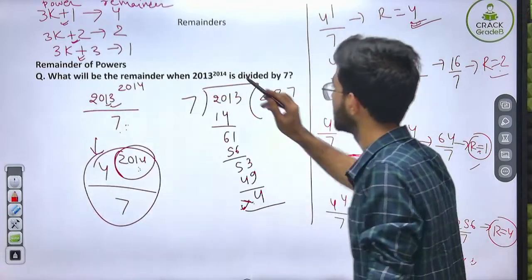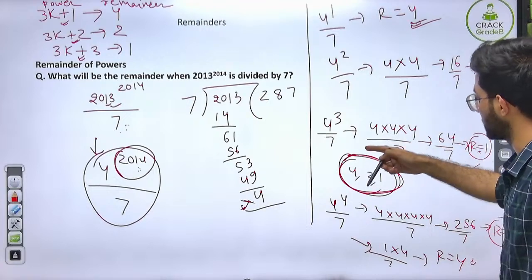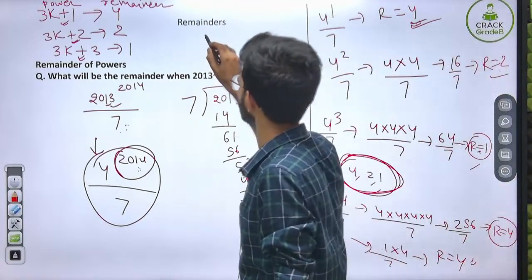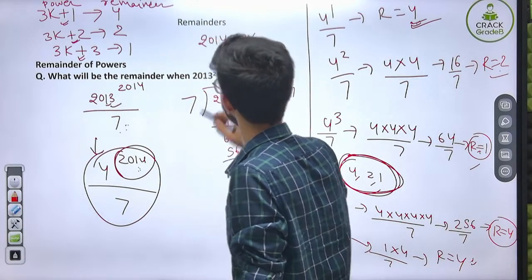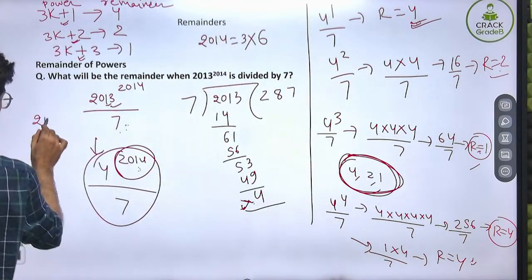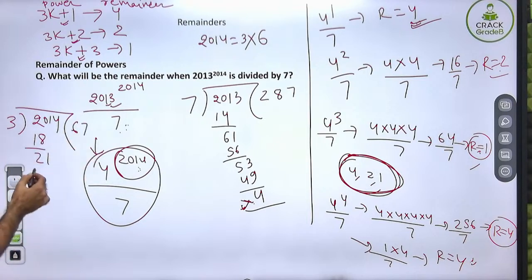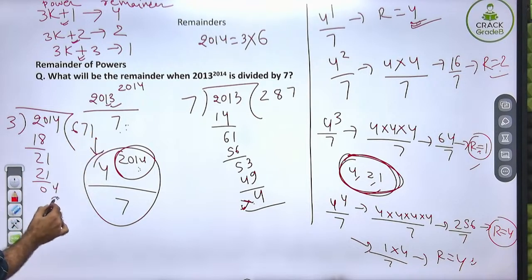See, why 3k? Simple reason: the remainders have started to repeat themselves after the third power. So can we write 2014 as 3 into 6...? You can directly divide 2014 by 3. 3 into 6 is 18, remainder 2, 1; 3 into 7, so 0, then obviously 4, so 3 into 1.